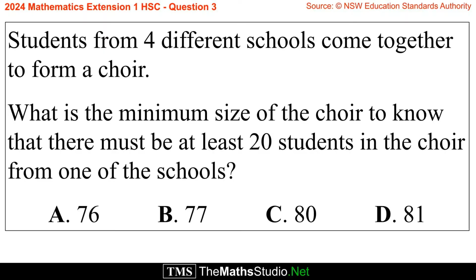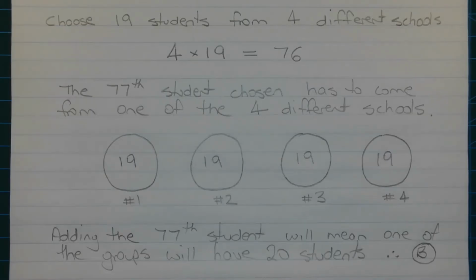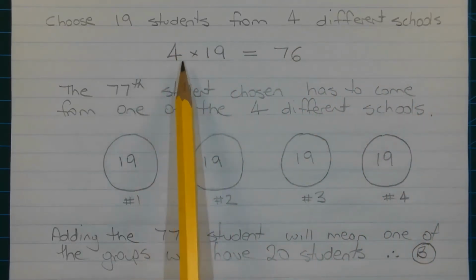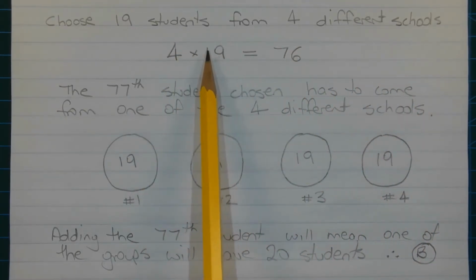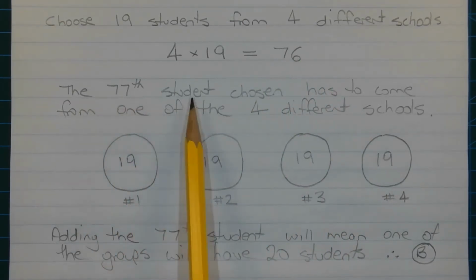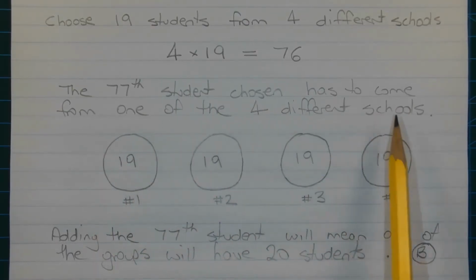Question 3. Students from 4 different schools come together to form a choir. What is the minimum size of the choir to know that there must be at least 20 students in the choir from one of the schools? There are 4 different schools to choose choir members from. So let's choose 19 students from 4 different schools. So 4 schools times 19 students per school gives us 76 students. So the 77th student chosen has to come from one of the 4 different schools.